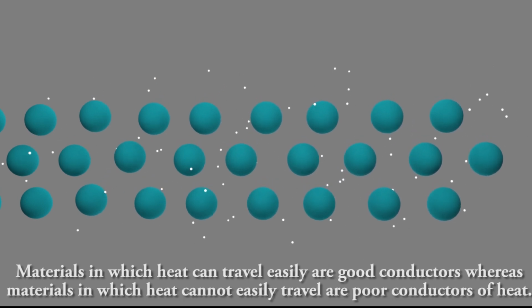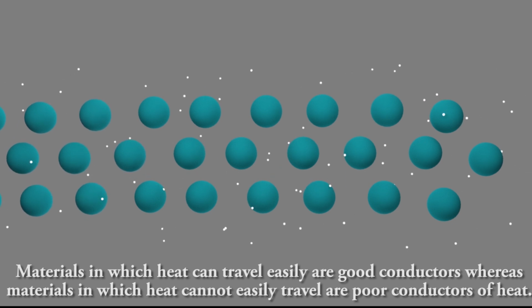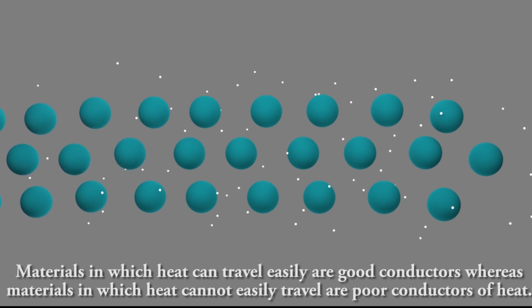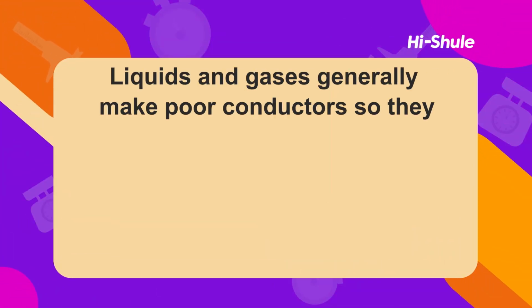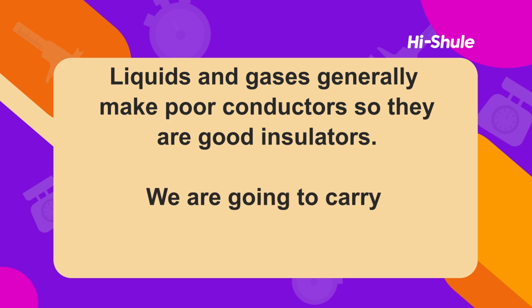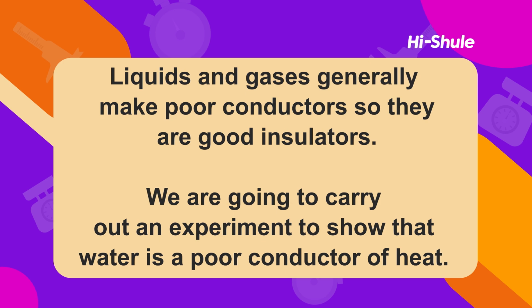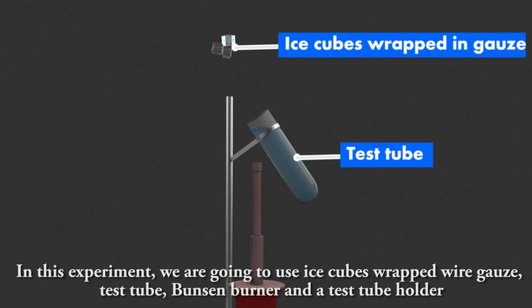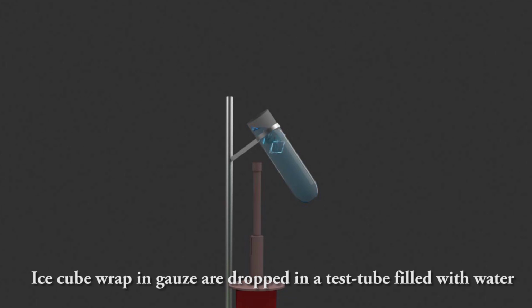Materials in which heat can travel easily are good conductors, whereas materials in which heat cannot easily travel are poor conductors of heat. Liquids and gases generally make poor conductors, so they are good insulators. We are going to carry out an experiment to show that water is a poor conductor of heat. In this experiment, we are going to use ice cubes wrapped in wire gauze, test tube, Bunsen burner, and a test tube holder. Ice cubes wrapped in gauze are dropped in a test tube filled with water.